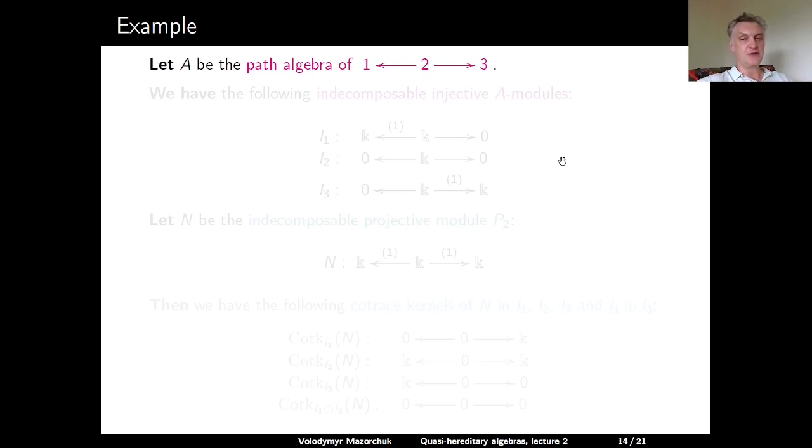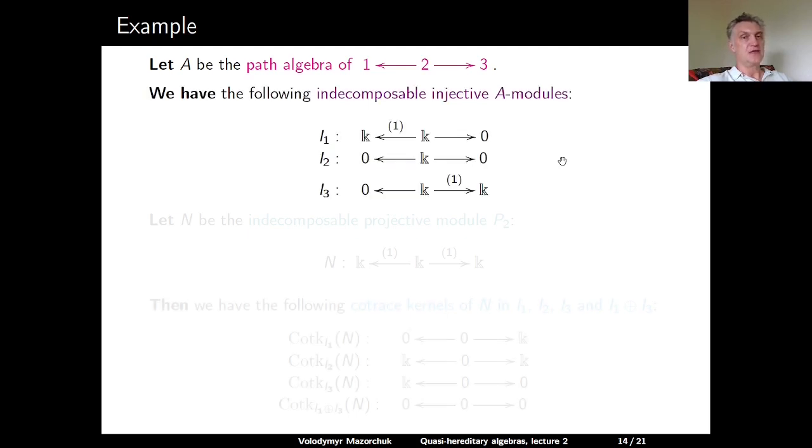We have the vertices 1, 2, and 3, an arrow from 2 to 1, and an arrow from 2 to 3. Here are the indecomposable injective A modules. The indecomposable injective at the vertex 1 is one-dimensional at the vertices 1 and 2, with the identity map between these, and zero-dimensional at 3. That's because the only paths which terminate at 1 are the identity path at 1, and the path from 2 to 1. There are no arrows coming into 2, so I2 is equal to L2.